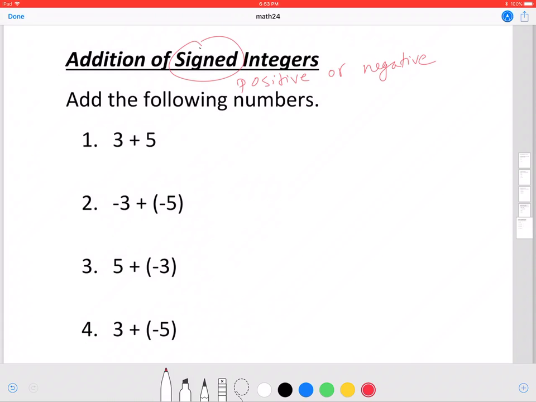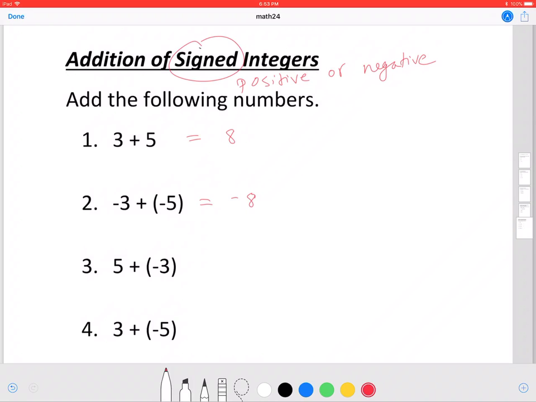Number 1 is pretty simple. I'm sure you all know that 3 plus 5 is equal to positive 8. All right. Number 2 is similar, but since both are negative, the answer will be negative 8. So what's happening is when we are adding two numbers with the same sign, we are adding the 3 and the 5. Number 2, we are adding 3 and the 5. It's just that since both are negative, the result turns out to be a negative 8.